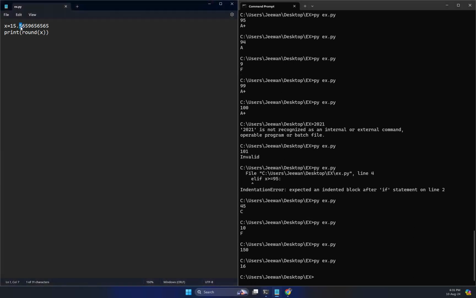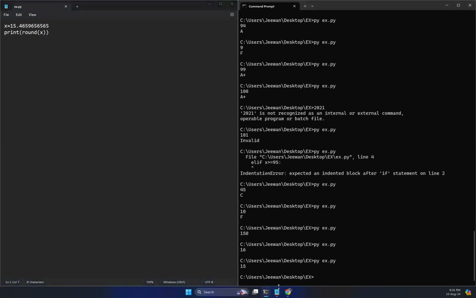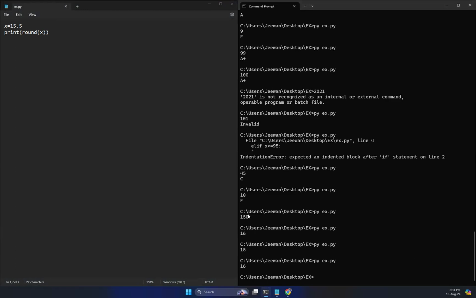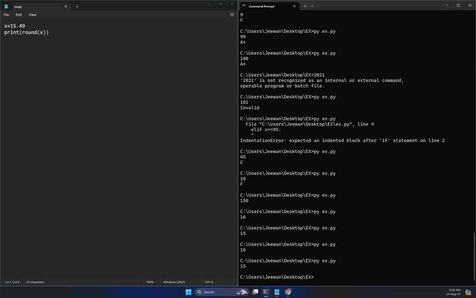Like if it is 15.46, it will round down to 15. Then if it is 15.5, then again it goes to 16. 15.5 or above will be rounded up to 16. Whatever the value, if it is less than that, 15.49 will give us 15. That is not our concern right now.